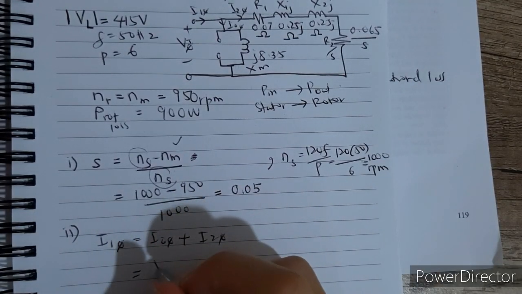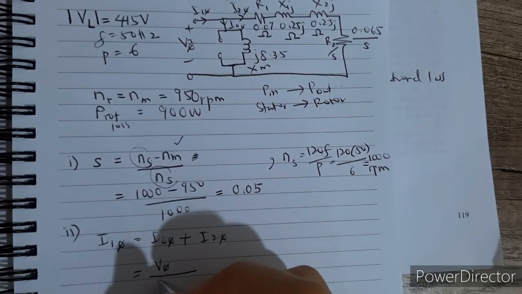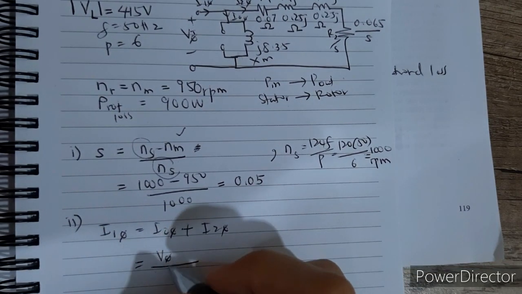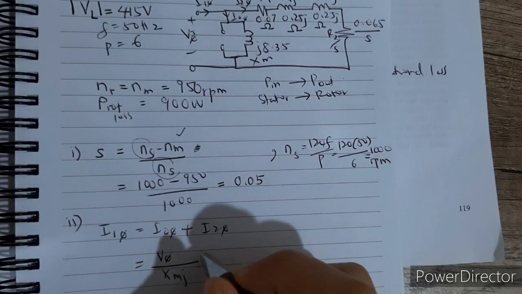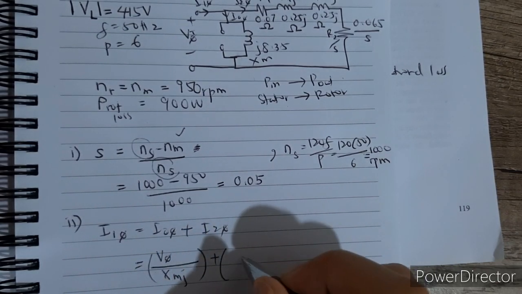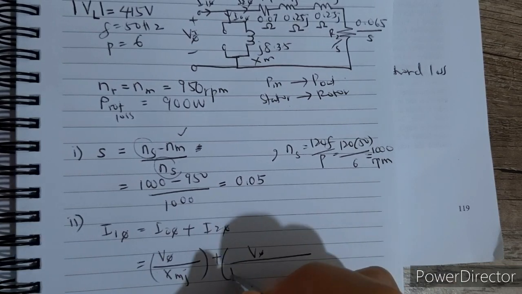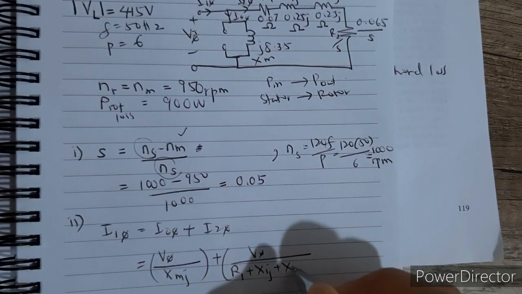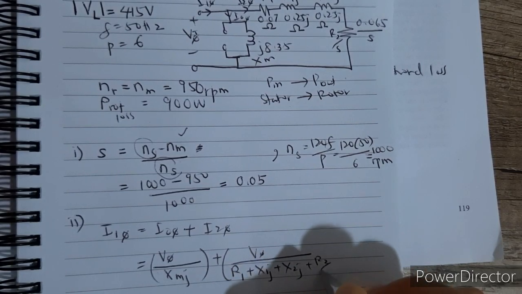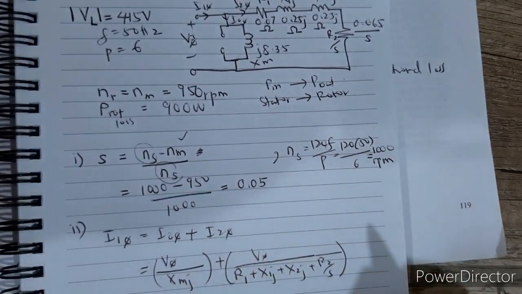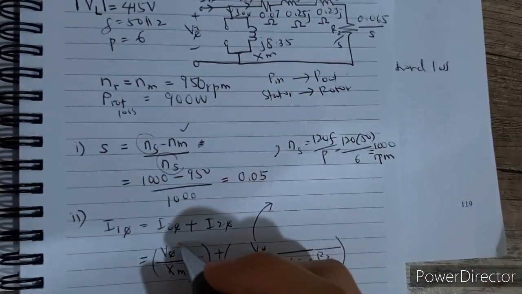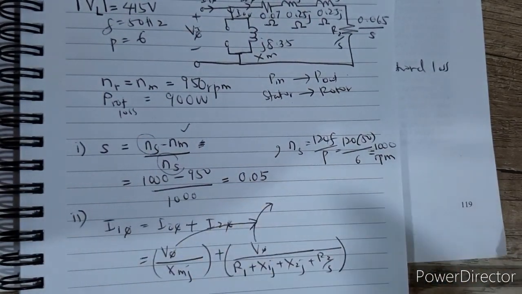I0 phase in this case equals V phase divided by, since we don't have RC, we are only left with XMG, plus V phase over R1 plus X1G plus X2G plus R2 over S. Okay, these two V phase.